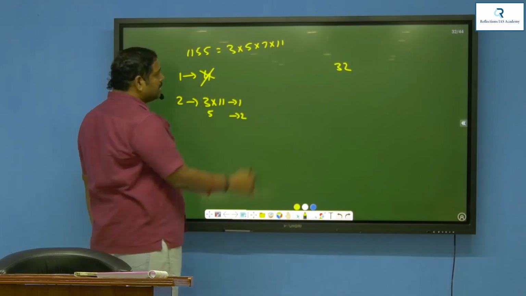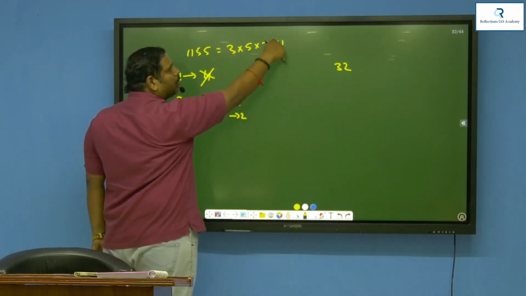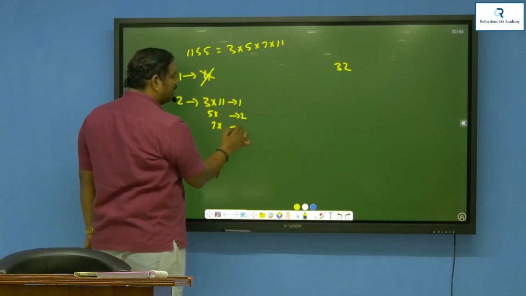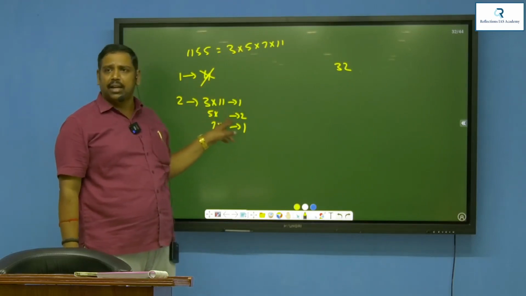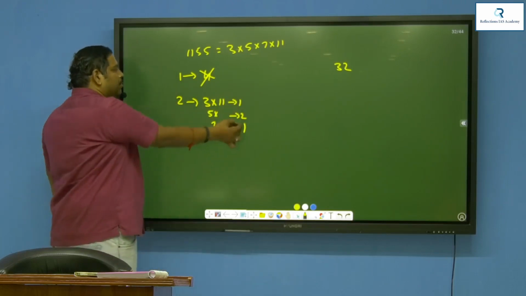Yes or no? Suppose if I take 7, 3 into 7 no need to count, right? Only 7 into 11 I have to count. Is it more than 32? Yes. Okay, with the 7 into something, only 1. 7 into 11. Because 7 into 5 and 5 into 7 both I am counting here, right or wrong? Both are same. Yes or no? Okay. By taking 2, this is one procedure.